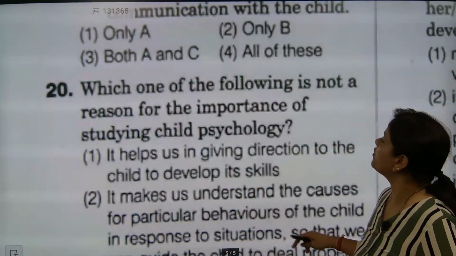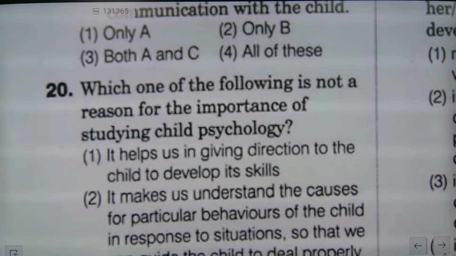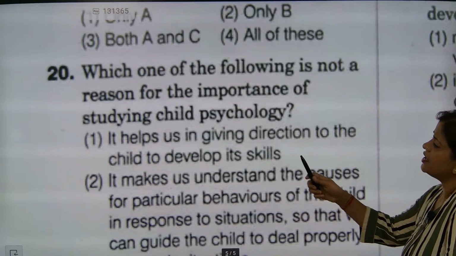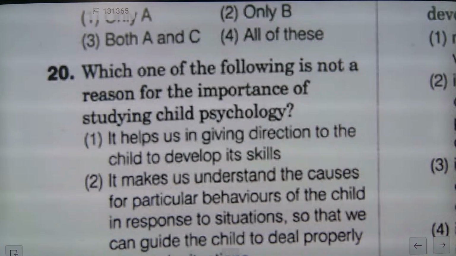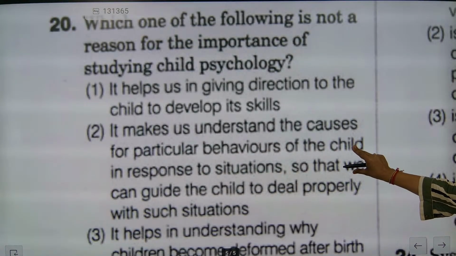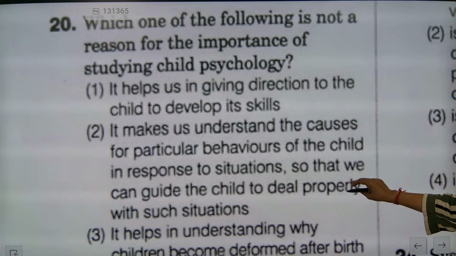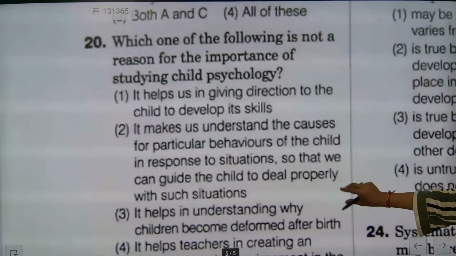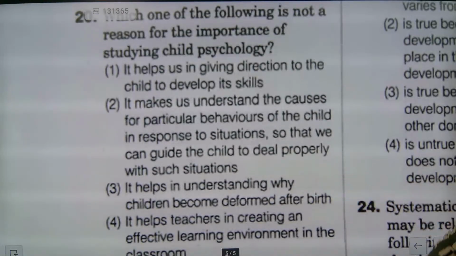Okay, which of the following is not a reason for importance of studying child psychology? It helps us in giving direction to the child to develop its skill. Come on, go for this question. How many questions are left total? Do this, ma'am. Which of the following is not a reason for the importance of studying child psychology? It helps us in giving direction to child to develop its skill.